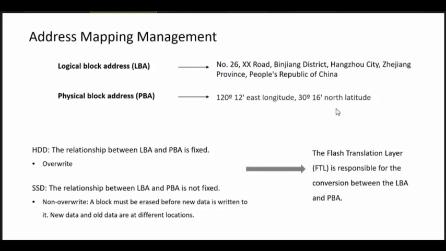Address mapping, they use a logical block address and a physical block address. For HDD, the relationship between logical block and physical block is fixed. The relationship for SSD is not fixed, what they call non-override. So a block must be erased before new data is written, and the new data and the old data are at different locations, right? For HDD, the relationship between LBA and physical location is fixed, so it basically overwrites the data. If you want to replace the data, it just overwrites the current location of the data.